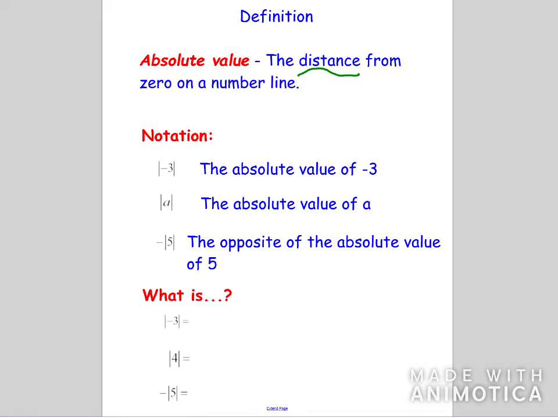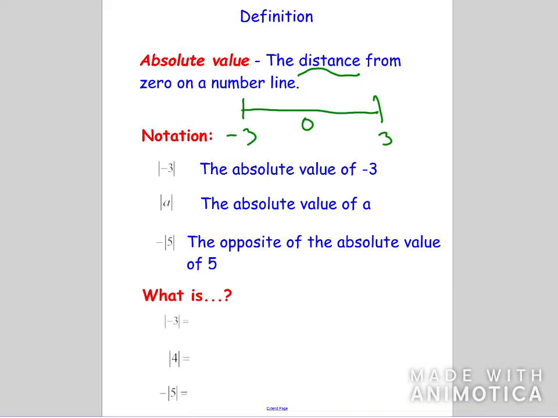So if you think about it, here's zero on a number line, here's the number +3, let's say, here's the number -3. Now even though this is a positive number and this is a negative number, their distance, I'm assuming I drew it nice and even, their distance from zero is 3. You can't have a negative distance. You can say I'm 3 units away, but you can't say I'm -3 units away. So the distance from zero is always going to be either a positive number or 0.